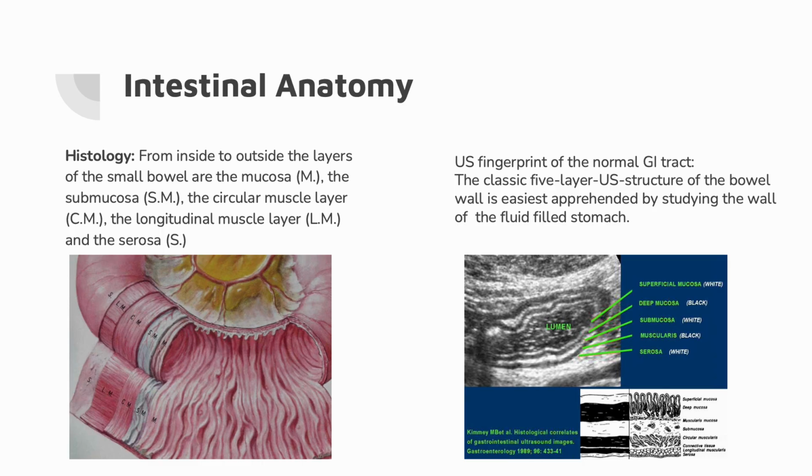And as you can see on the right side, this is an ultrasound depiction of a normal GI tract showing the classic 5 layers. You see the superficial mucosa going to the deep mucosa. The white is submucosa, following with muscularis, and then also serosa.